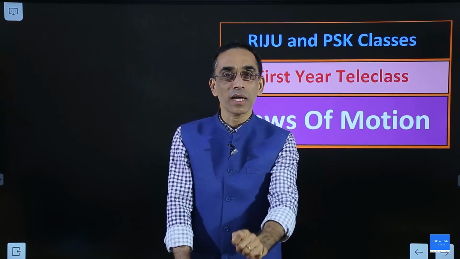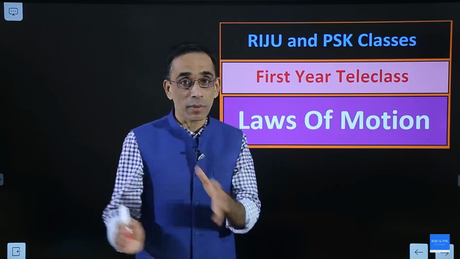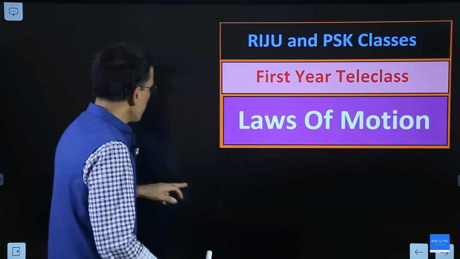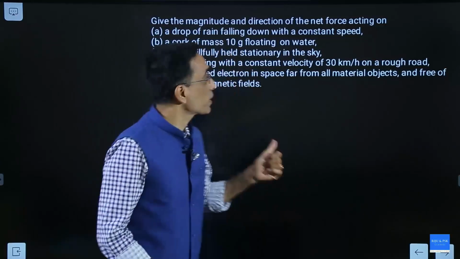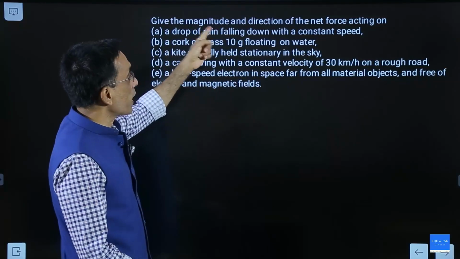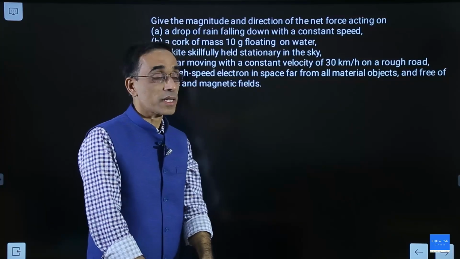If there is a force acting on a body, there will be an acceleration, provided the body is able to move. So, we have a few questions from the NCERT textbook. These are those questions. Give the magnitude and direction of the net force acting on a body.